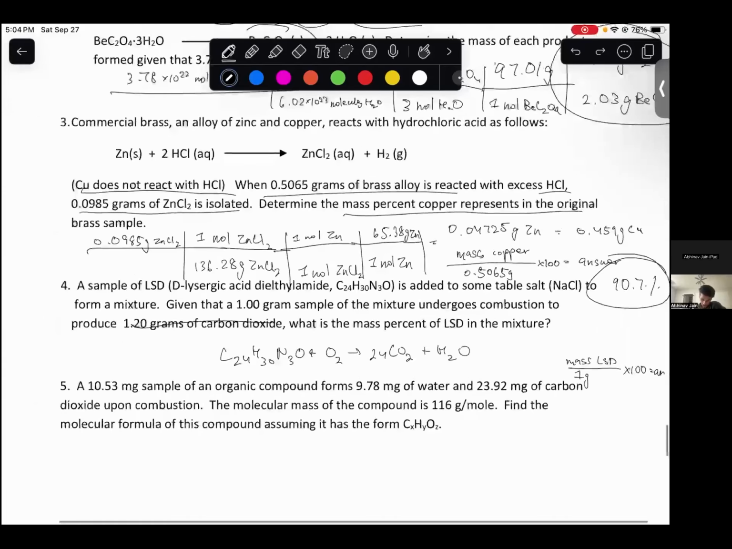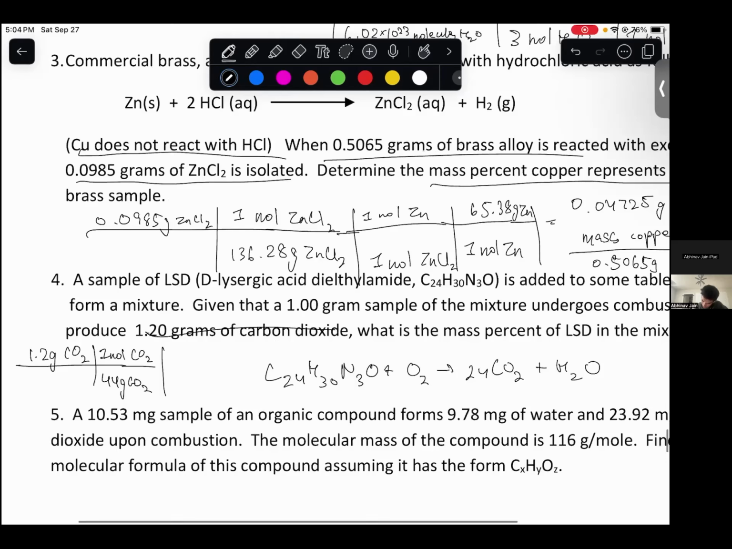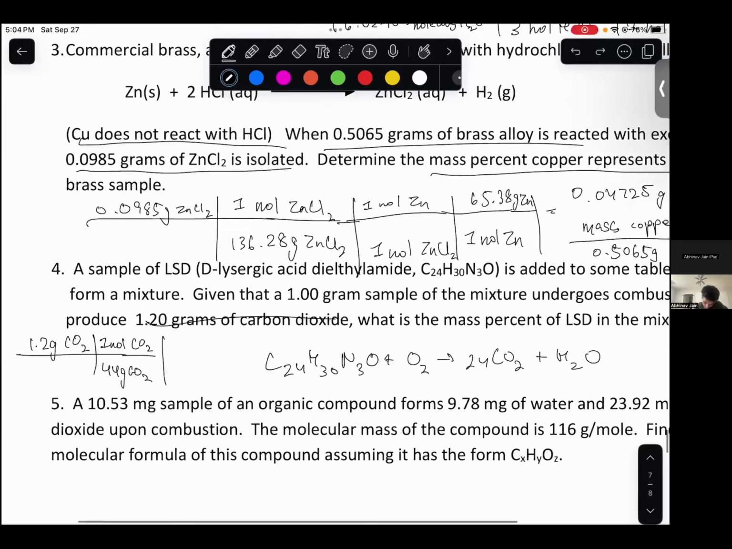So we can say that if we have 1.2 grams of carbon dioxide, we know that for every 44 grams of carbon dioxide, which is the molar mass of carbon dioxide, we're going to have 1 mole of carbon dioxide. And we know that for every 24 moles of carbon dioxide, we have 1 mole of LSD.